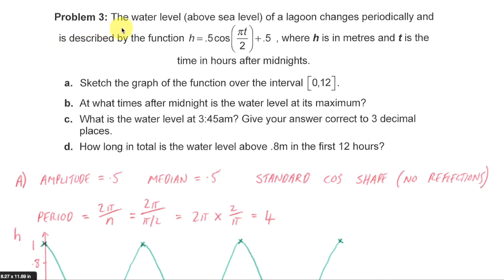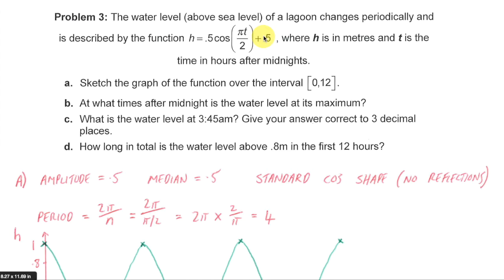All right, so you can see that we're looking at the water level inside a lagoon. You'll realise that it changes periodically, so automatically alarm bells should start ringing that this is going to be involving circular functions. Here's the function given to us. The height of the lagoon in meters is going to equal 0.5 cos of pi on 2 times t, where t is the number of hours after midnight, plus 0.5. And that's given to it here.